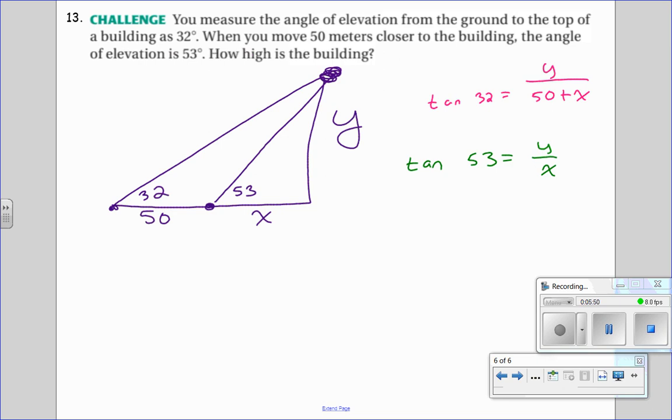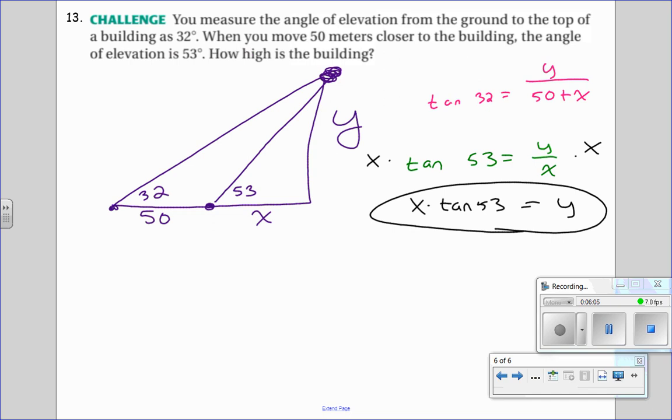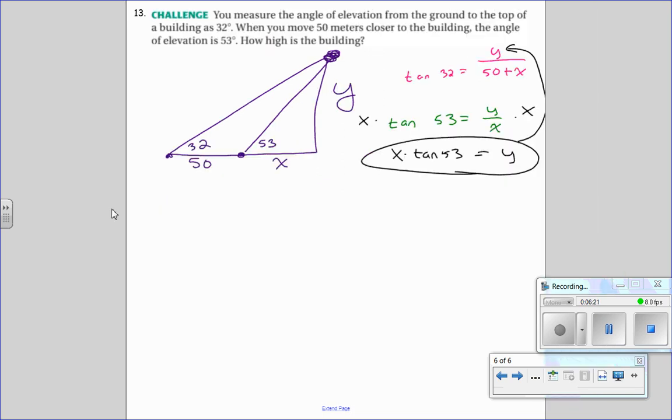All right, so I chose to use my green equation and solve my green equation for y. To solve your green equation for y, it's very easy. You multiply by x on both sides, so you discover that y equals x times tan 53. Now, here's how substitution works. With substitution, you can just take this expression that equals y and put it in for y in the first equation. So this stuff in my black circle is going to go right about there. You see it? Can you visualize that happening?